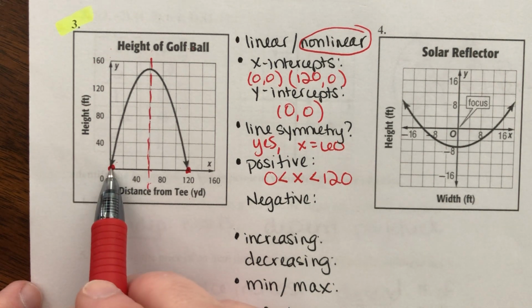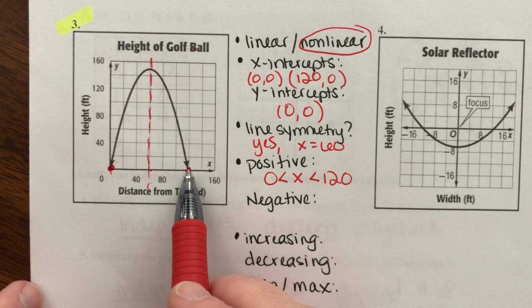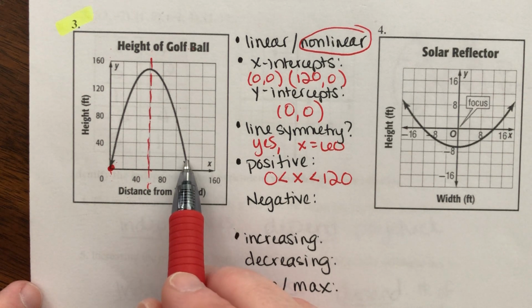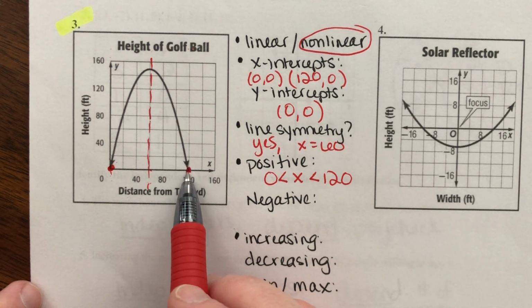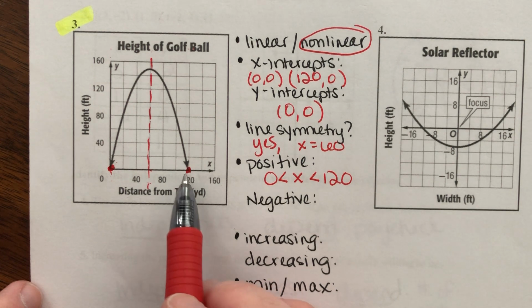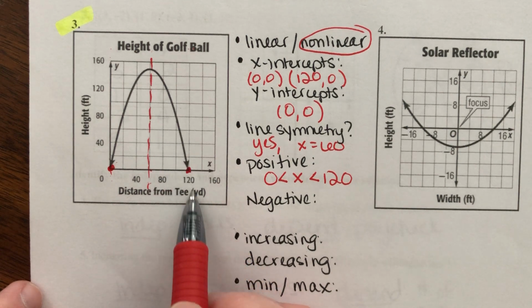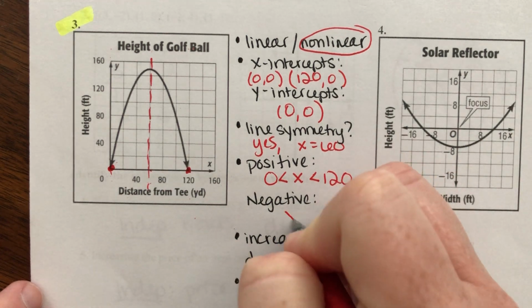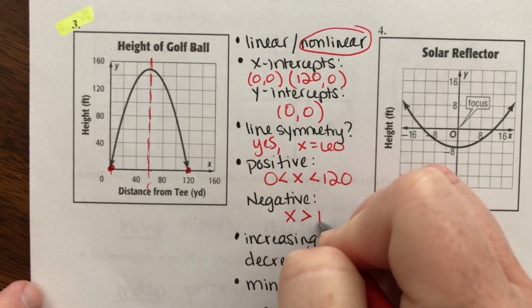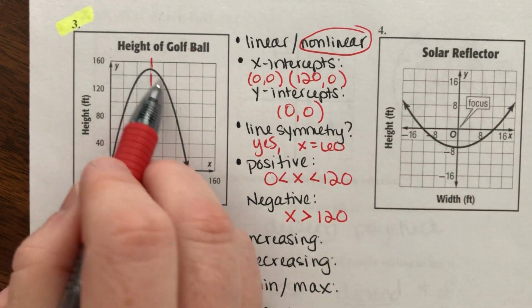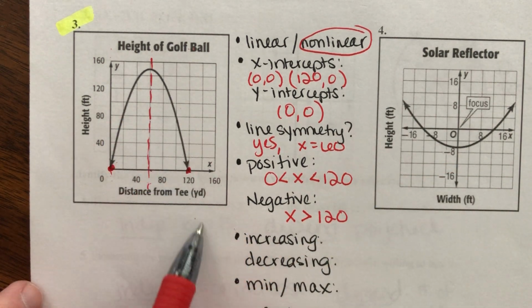It starts at 0. But what about when x gets bigger than 120? Where's our graph going? It looks like, since it touches 120 here, that it goes below the x-axis. So if x is anything bigger than 120, our line goes below the x-axis. So when x is greater than 120, our graphed line goes below. It's negative. It's below the x-axis.